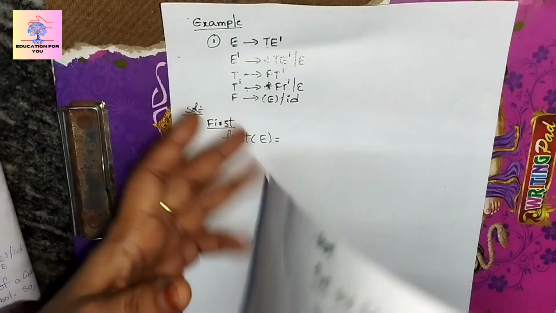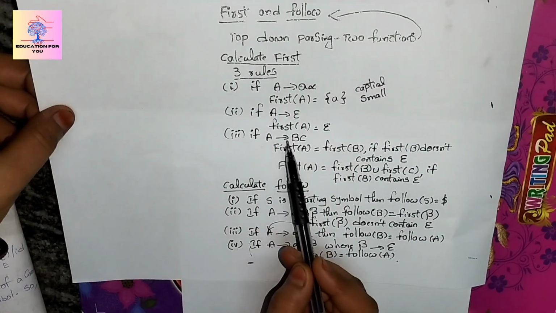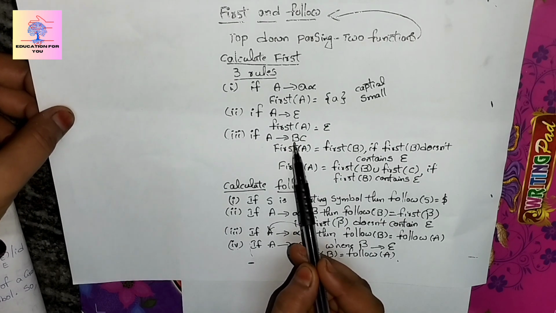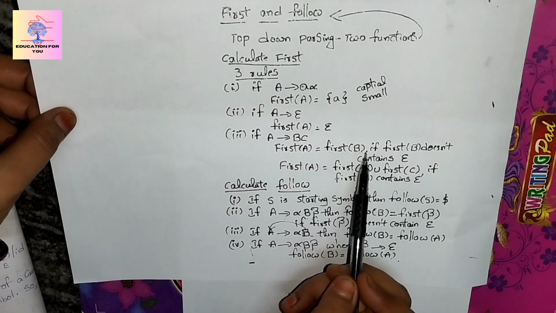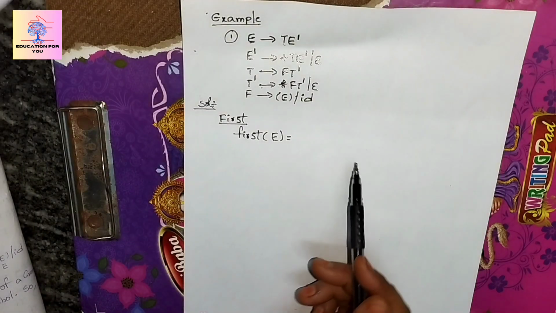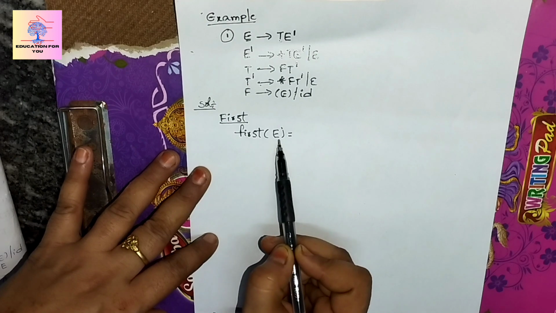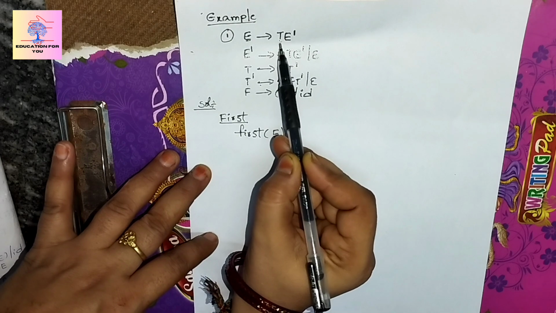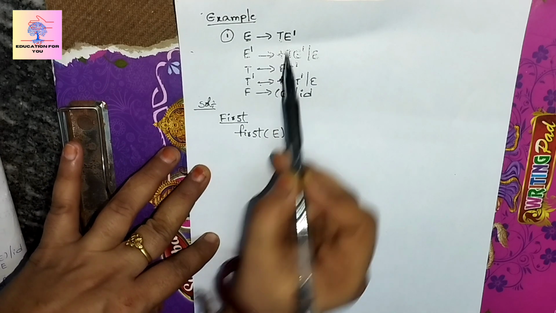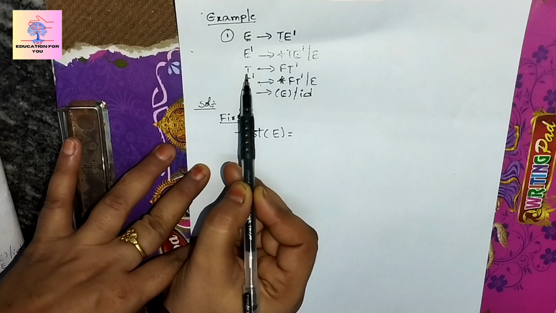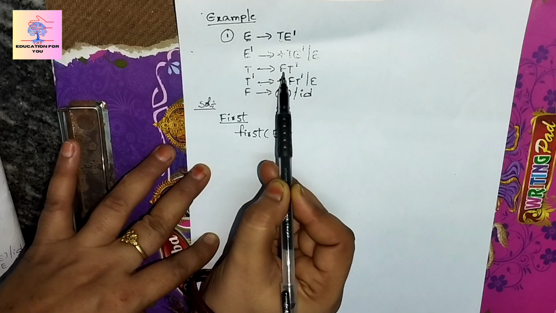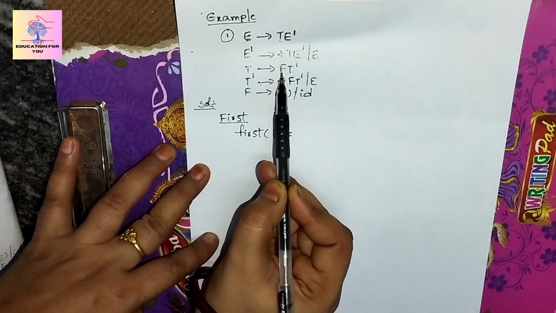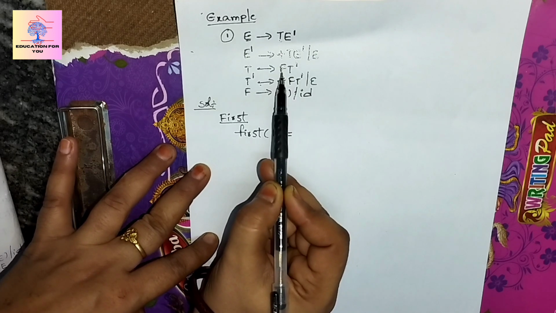Look here: if A produces BC, and on the right hand side the first symbol is a non-terminal, then you have to calculate the first of B also. Like that here also. So first of E, what is the first symbol? T. Where T is there, again you have to search for T. Here T is there, right? What is the first of T here? F. It is also a non-terminal, so again you have to calculate the first of F.